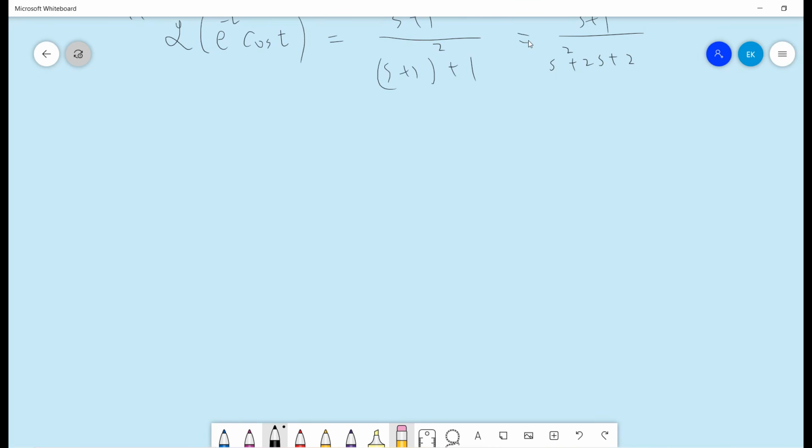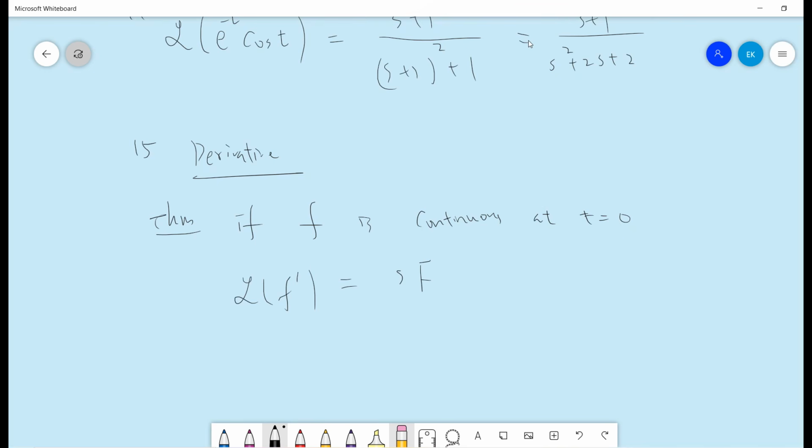Okay, so next we talk about the derivative. The theorem is that if f is continuous at t equals 0, then the Laplace transformation of f prime is s times F of s, the Laplace transformation of f, minus f of 0.